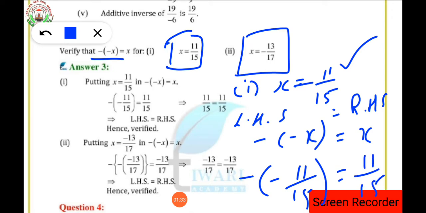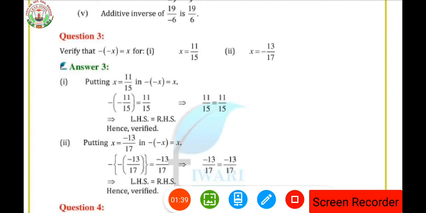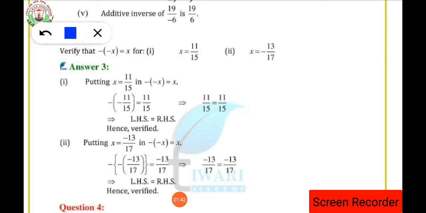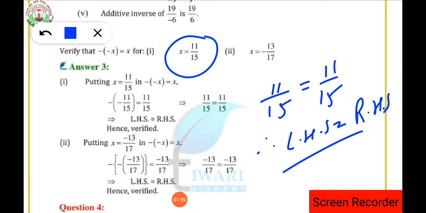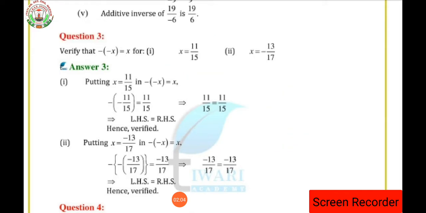Okay, so when you are going to open the bracket, minus and minus will become plus, isn't it? So when minus and minus become plus, what we are having? That is 11 upon 15 is equals to 11 upon 15. Therefore, LHS value will be equals to RHS. Hence, it is proved, it is verified that minus into minus x is equals to x is correct for x is equals to 11 upon 15. So have you understood this question?